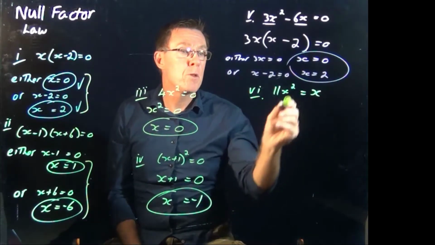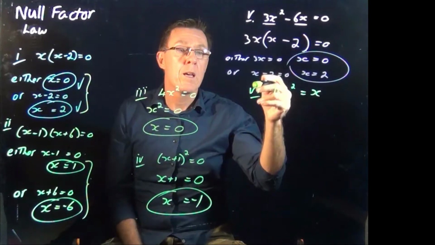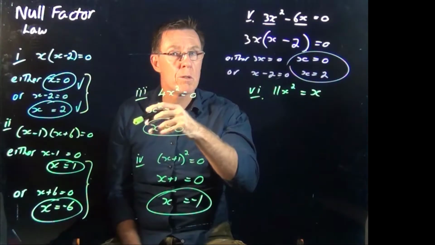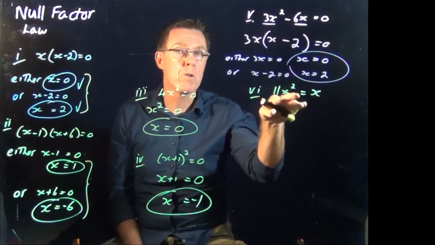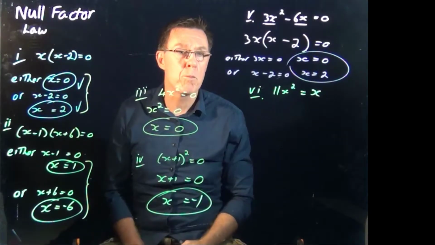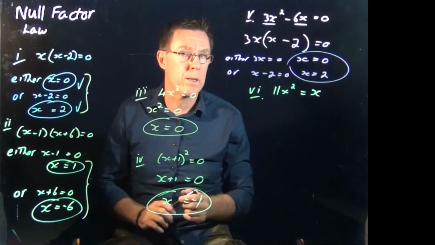Now, you might be tempted to divide both sides by x. If you did that, you will get one of the possible answers, but you'll lose the other one. There's two answers to this, and if you divide both sides by x, you'll lose one of the answers. Not to mention there's a mathematical problem going on there as well we can talk about in class.